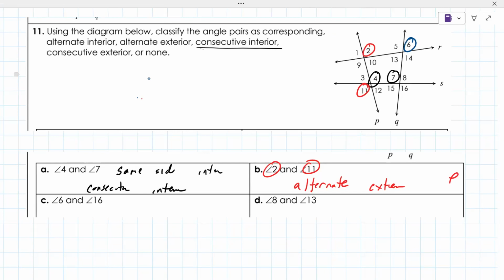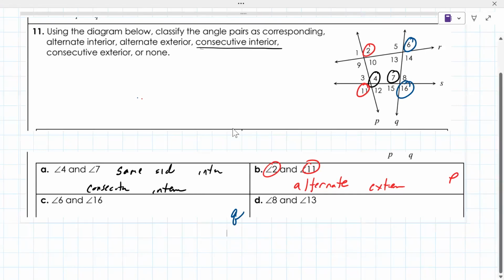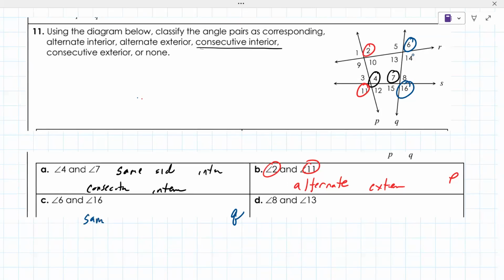So 6 and 16, what is the transversal for those? Q. So your transversal is Q. So if you could focus your attention on everything on the right, are they on the same side or opposite sides of the transversal? Same side. So it's same side. Are they in the interior or the exterior or both?